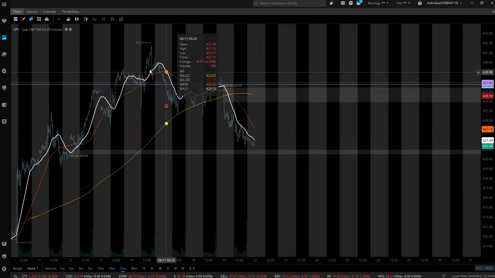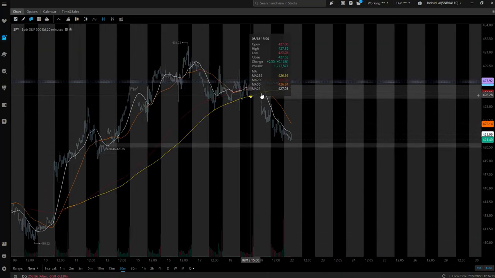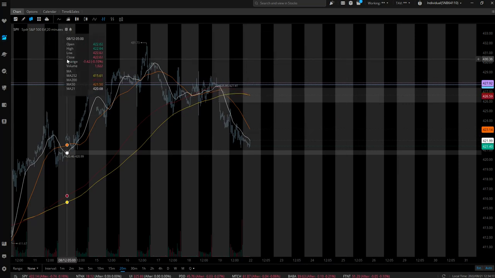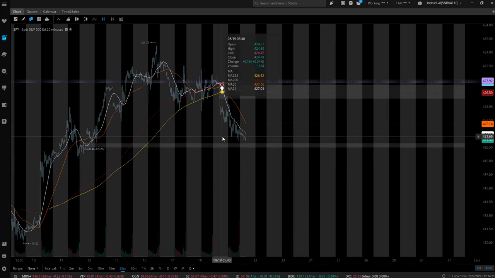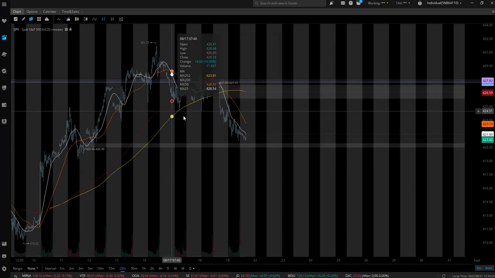Right here, it just went into the bull zone. We were in an uptrend, right? And then boom, what happened? They all converged and then it swapped. And now the bear lines are on top. So just keep that in mind. Very, very easy way to tell if the market trend is up or down.